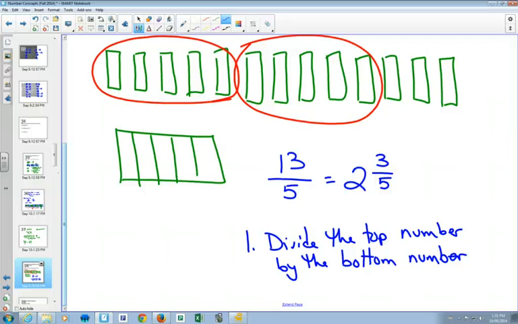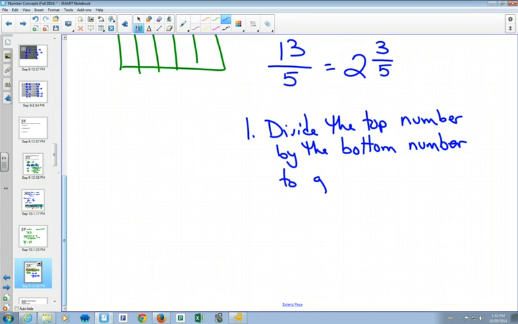Or what is the answer is going to be 2 and a little bit extra, right? Because 10 divides by 5 perfectly to be 2, but 15 divides by 5 perfectly to be 3, but 15 is too much. So we divide the top number by the bottom number, and we get 2 and some left over. So by doing that dividing, you first find out that there's going to be the 2.